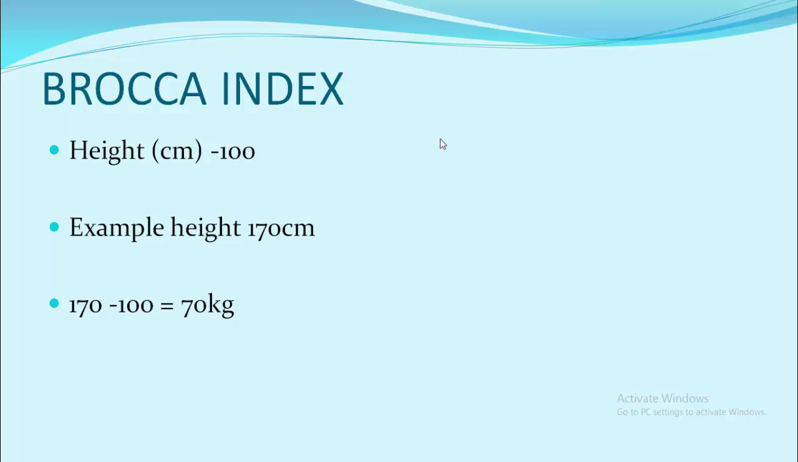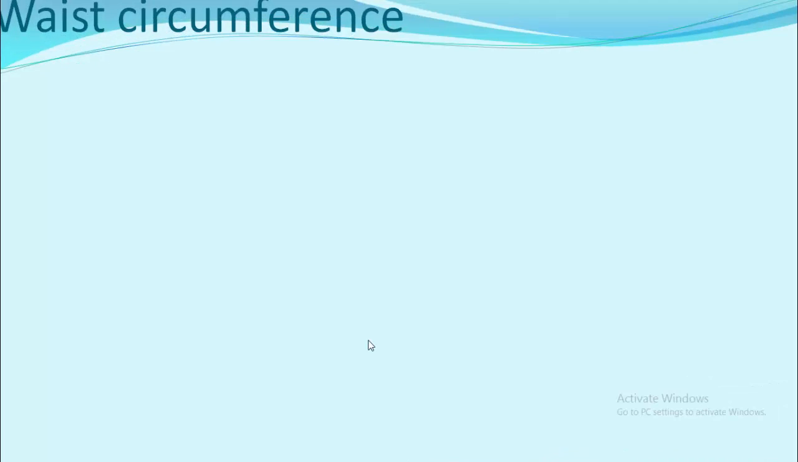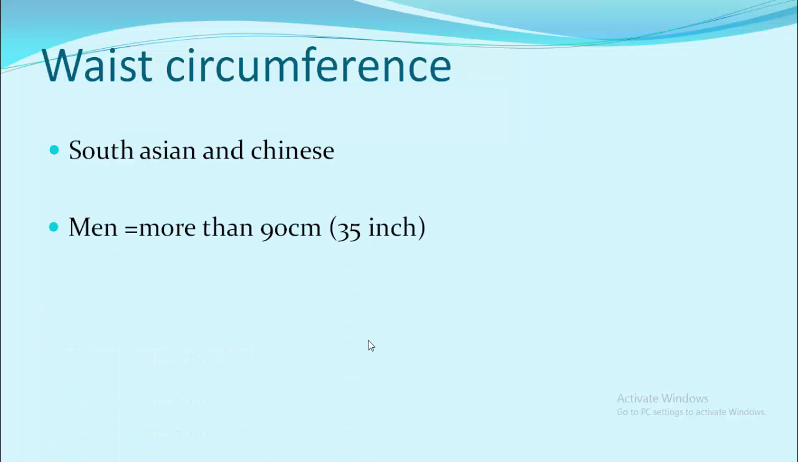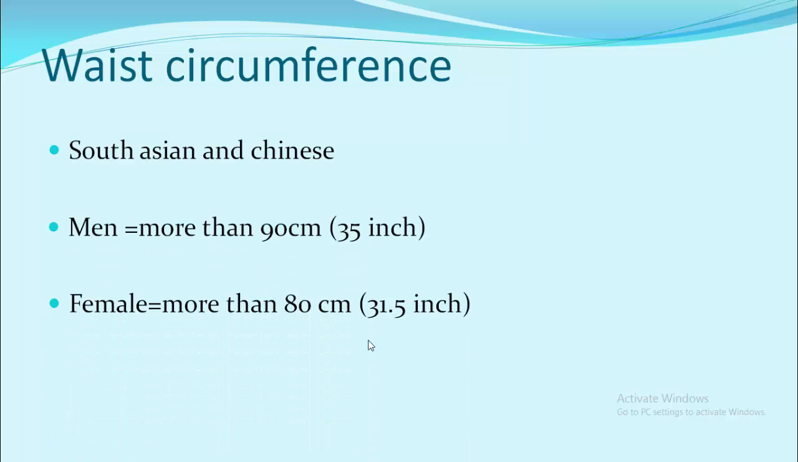Now we are going for the last calculation, waist circumference. Generally, Europeans and Americans have a greater hip compared to South Asians and Chinese, but even so they are not prone to disease. Their normal range lies at 90 centimeters for men and 80 centimeters for women. That is 35 inches and 31.5 inches.